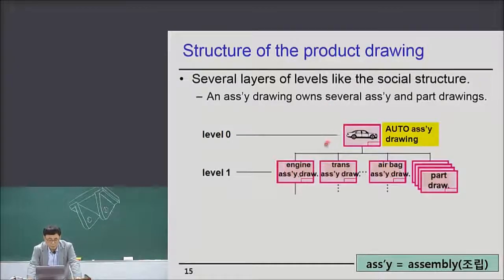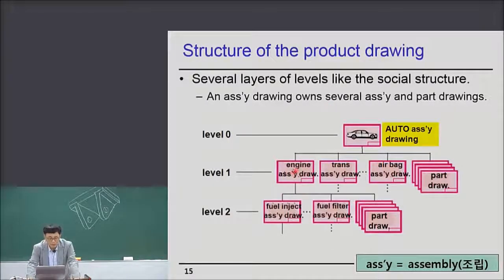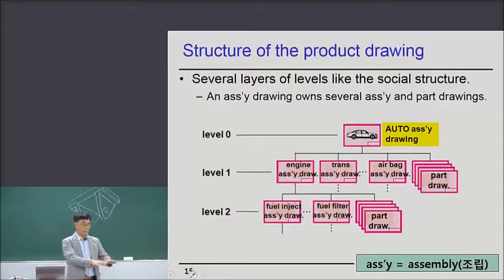Now, in the same way, for example, the engine assembly drawing at level 1 has so many assembly drawings and part drawings at level 2. According to the assembly drawing at level 2, you have a fuel injection unit and a fuel filter unit, many units. And according to the part drawing at level 2, you have many parts.